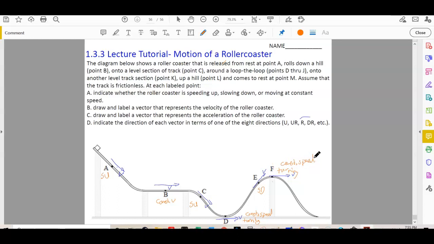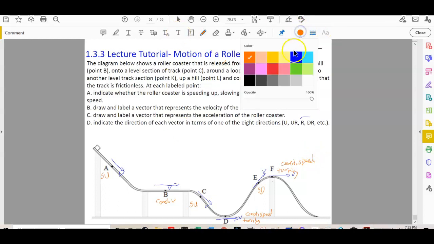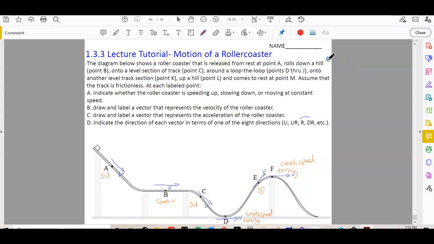Okay. So now I've kind of categorized this. Now that's going to help me draw my acceleration vectors. And I'm going to be drawing two acceleration vectors when I can. In this case, since I'm speeding up, that means I'm going to have an acceleration vector in the same direction as my velocity vector. Okay.